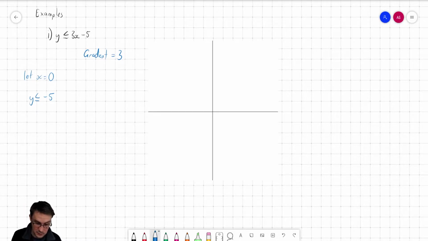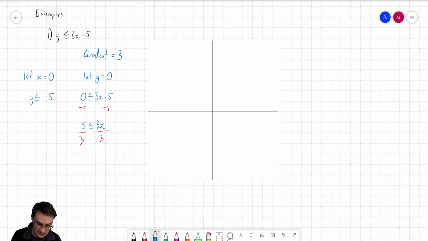In addition to this, I also want to let y equal 0, so I can find the x-intercept as well. As I do this, I'm going to have 0 is less than or equal to 3x minus 5. Now it's just like a normal inequality that I have to solve. I'm going to add 5 to both sides, which gives me 5 is less than or equal to 3x.